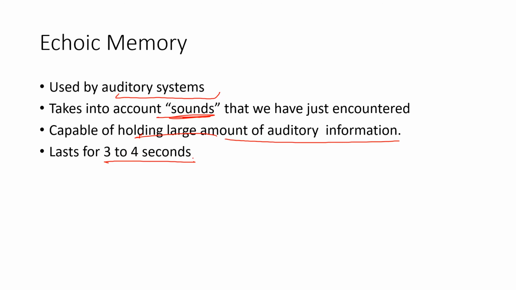So this is the basic difference between iconic and echoic memory. Iconic is picture based, echoic is sound based. This is what we mean by sensory memory and its types.